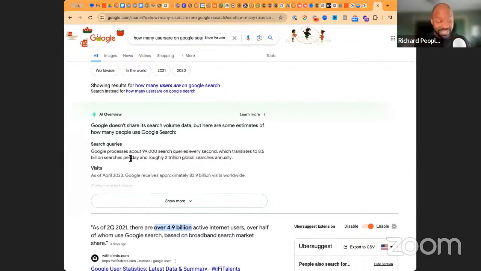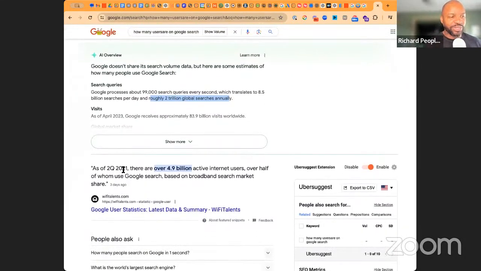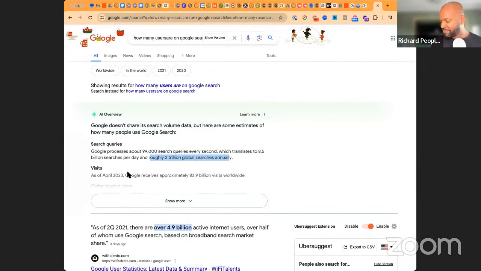Oh my gosh. There's enough searches per person on the planet, it's like one person on the planet everywhere every day using search at least once. There's roughly 2 trillion global searches annually. So if you were to divide 2 trillion searches by 8.5 billion searches per day, wow, it's a lot of searches. Looks like as of second quarter 2021, this is old news, so I'm not going to read that.